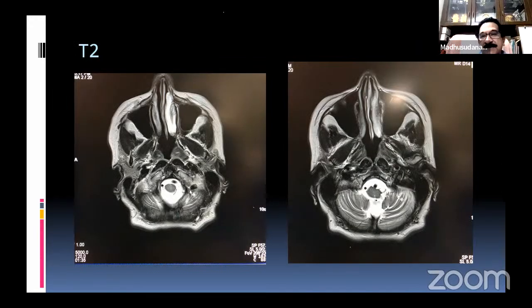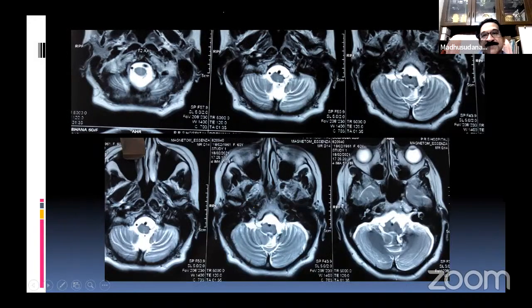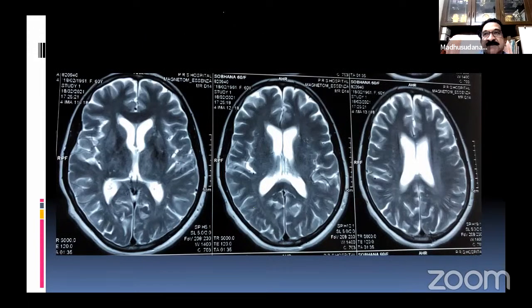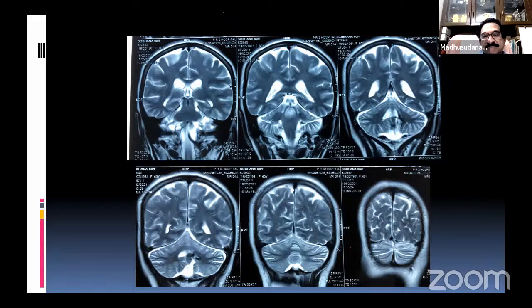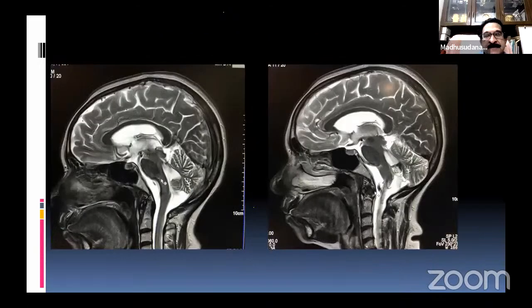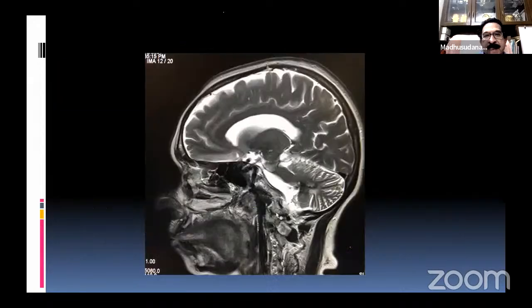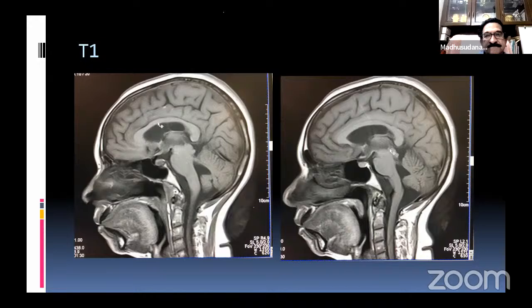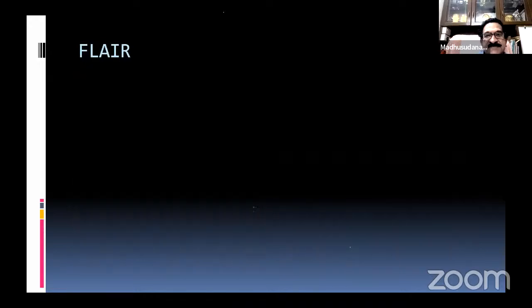So the MRI was done now. This is the MRI. I'll show them one by one. This is a T2. There is not much hydrocephalus at all. This is a sagittal cut. Then T1. And this is the FLAIR.